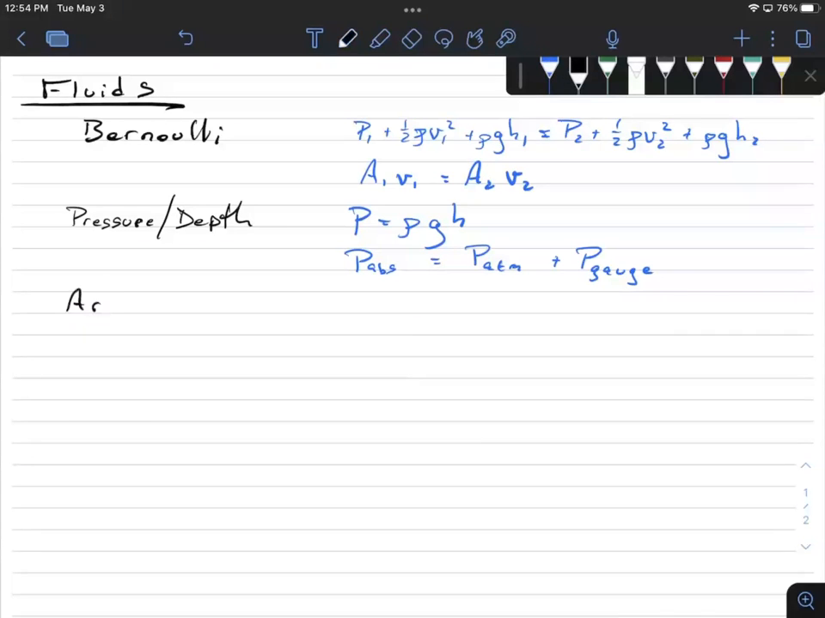Archimedes' principle. This was basically a set of relationships that had to do with buoyant force, pretty much. The fact that when you place an object in a fluid, the fluid always applies some kind of force to it, usually upwards, let's say, and we call that a buoyant force.